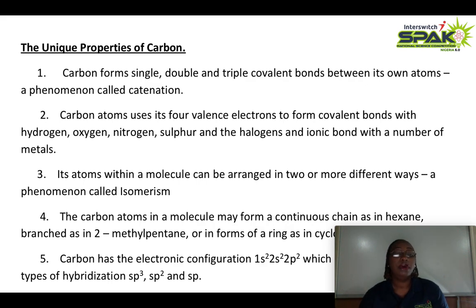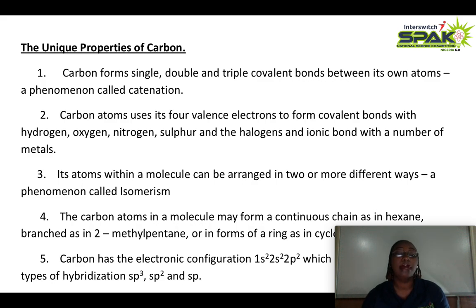One, it forms single, double, or triple covalent bonds between its own atoms, a phenomenon called catenation. It can form long chains, single bonds with itself and other elements. That's catenation. The carbon atom uses its 4 valence electrons. Here it's tetravalent, so it uses the 4 valence electrons to form covalent bonds with non-metals or metals that it bonds with.